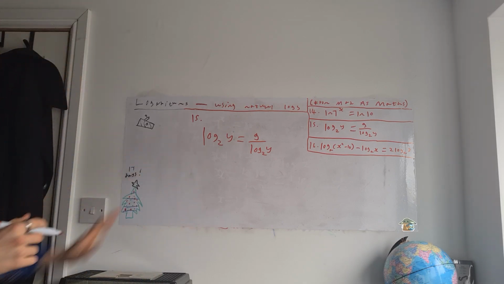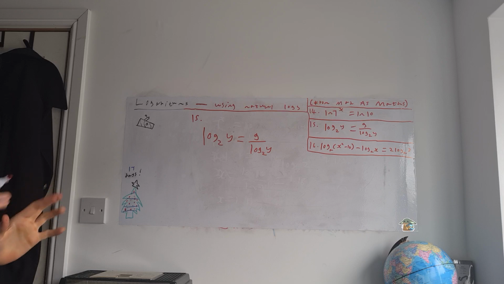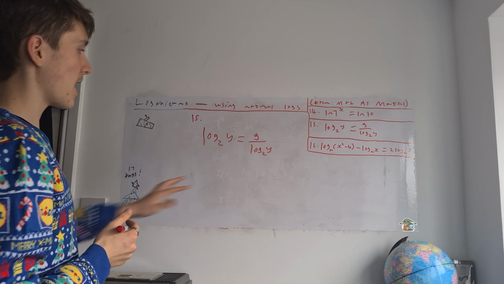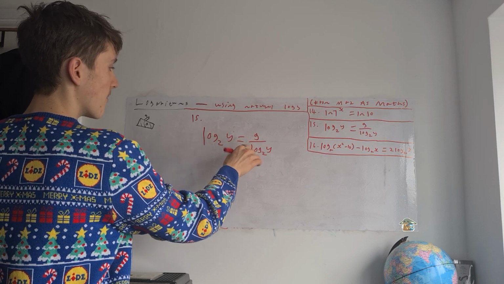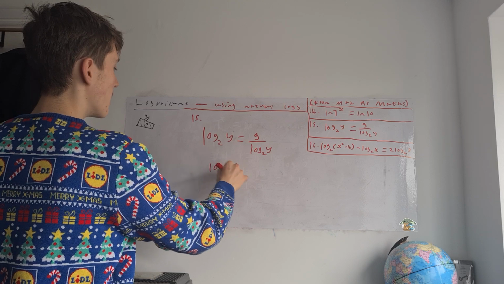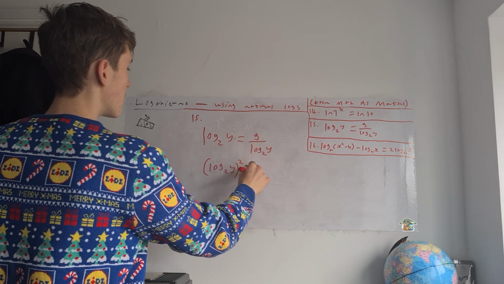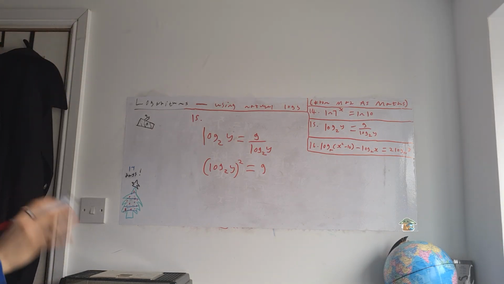But yeah, log base 2 of y equals 9 over log base 2 of y. So how would you solve this? Well, you'd treat this like any old number right now, and you just multiply these two, get rid of the denominator on that side. So you get log base 2 of y squared equals 9.